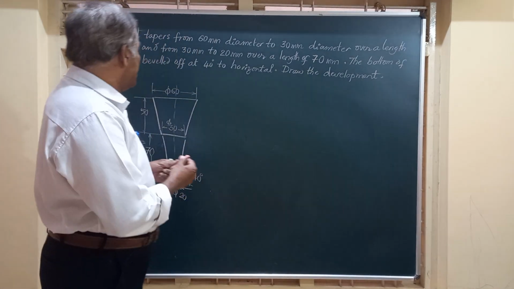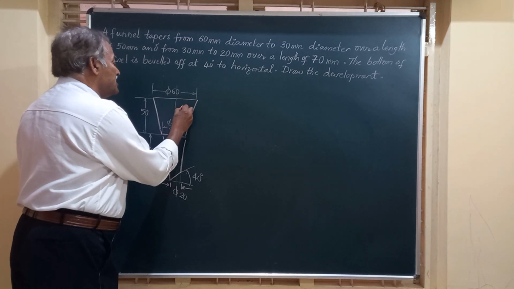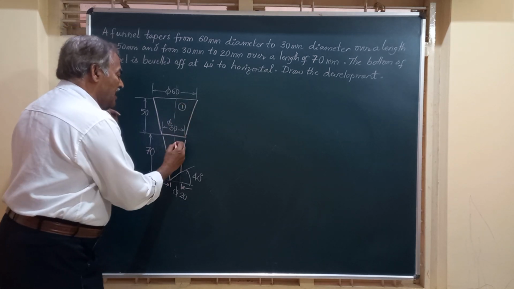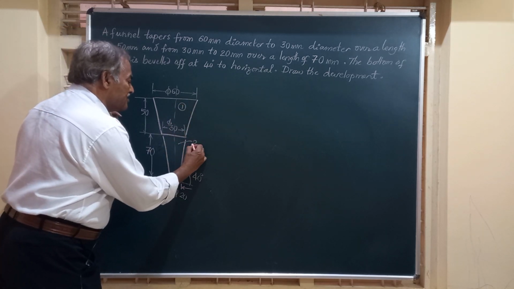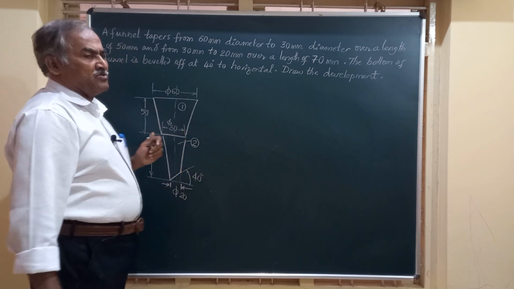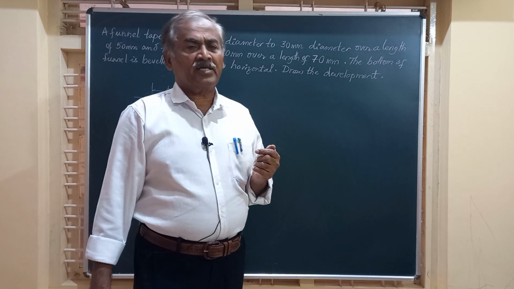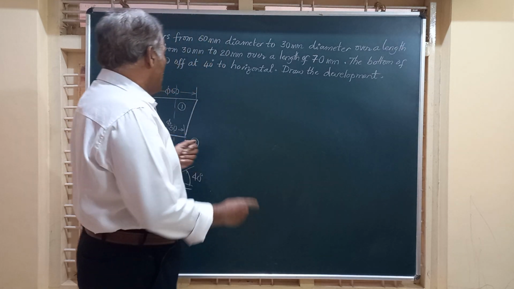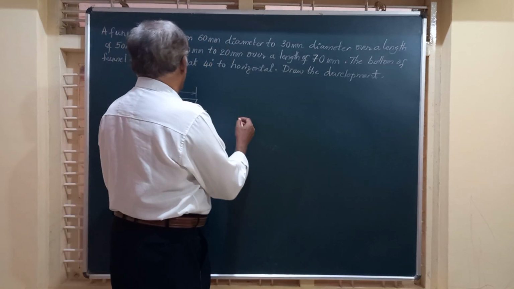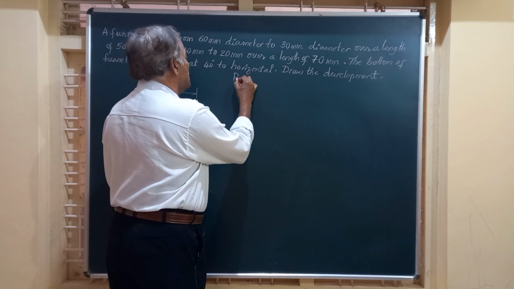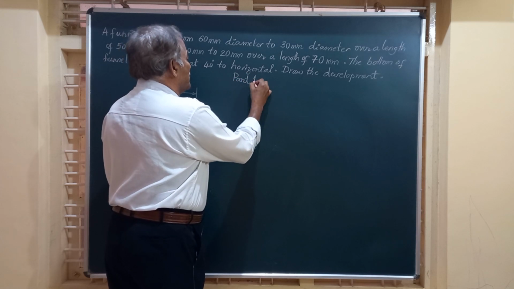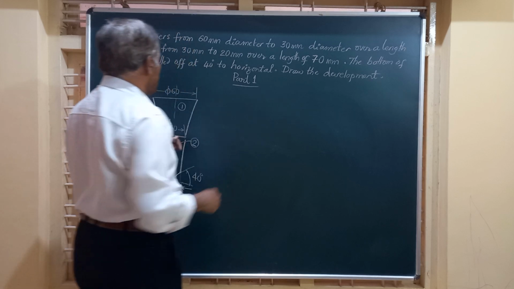Now basically friends, we have got two components. One is this upper part and this is the second part. So friends, we will take these two pieces separately and draw the development. Now I will make the development for part 1. Let's see how it looks.